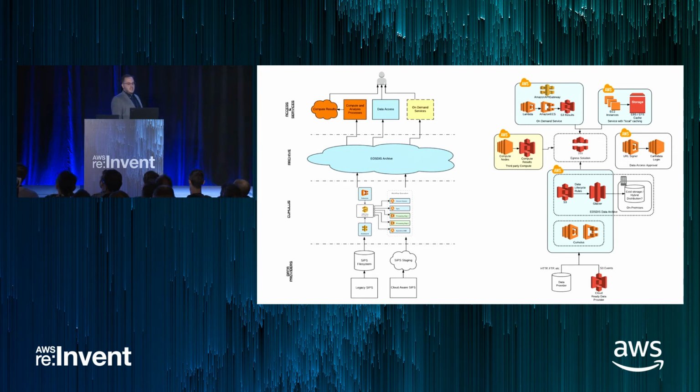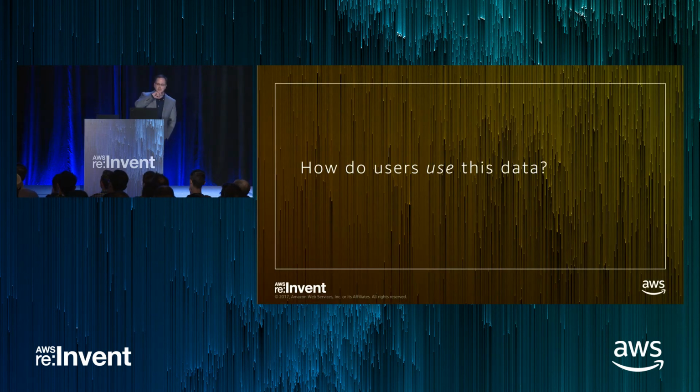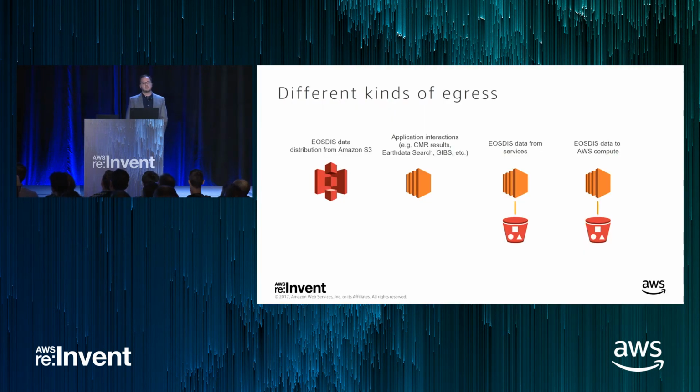So moving up, we get to this egress solution. That's the box in the middle. And the egress solution is, OK, so how do people actually use this data? How do we actually make it available? Well, it turns out we deal with really 4 classes of egress.